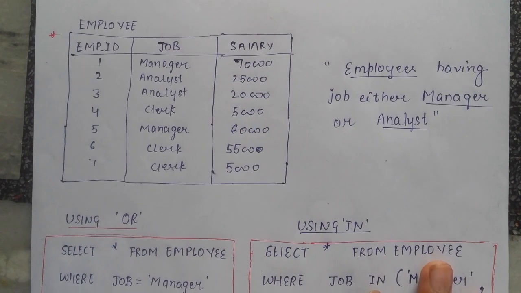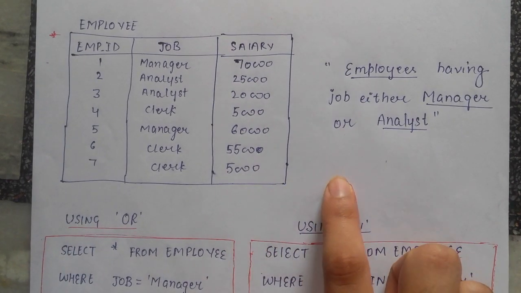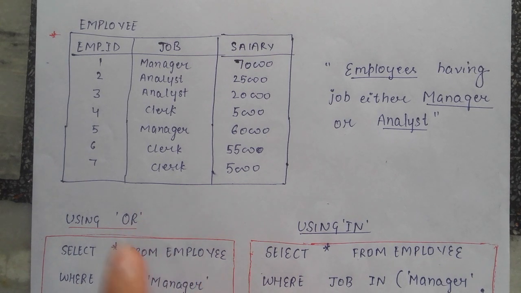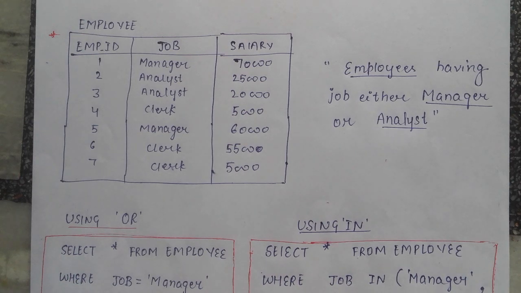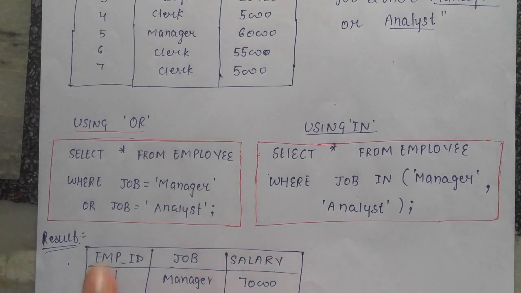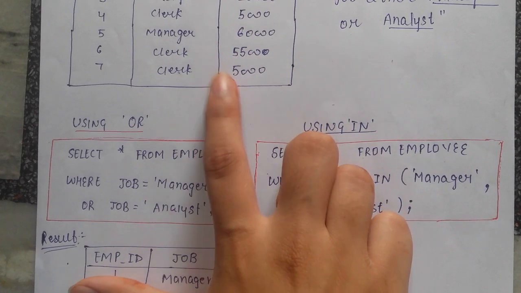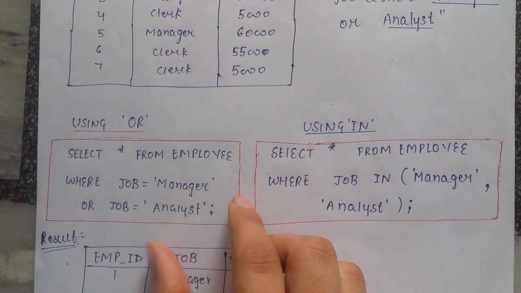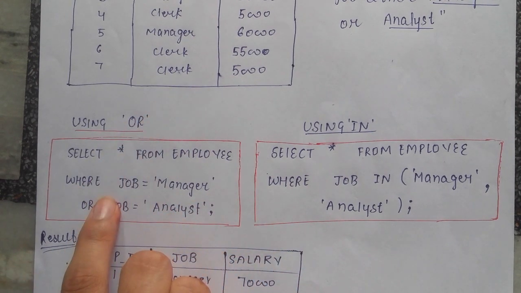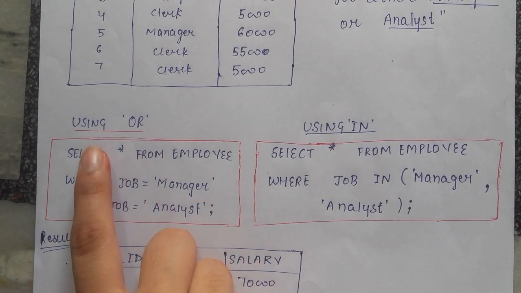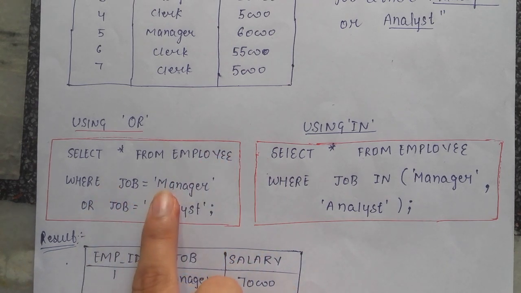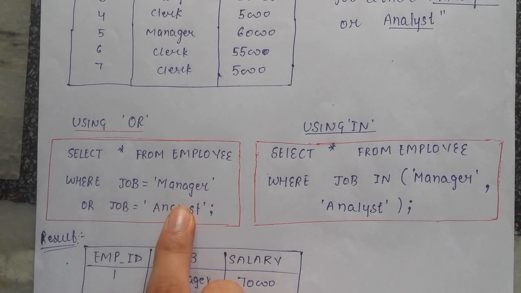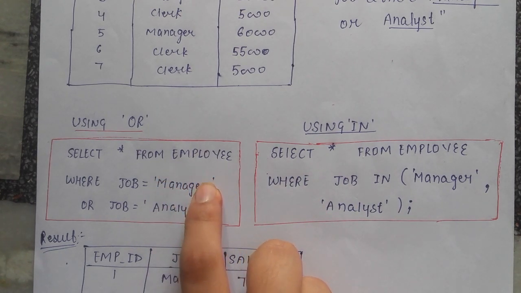Although we can also perform this query with the help of the OR operator, as we have discussed the use of OR, if you want to select either of these two conditions. We want to select the data of the table where the employee job is either manager or analyst. If we write this query with the OR operator, it will be: select star from employee where job equals manager or job equals analyst. So it will select all the employees whose job is either manager or analyst.